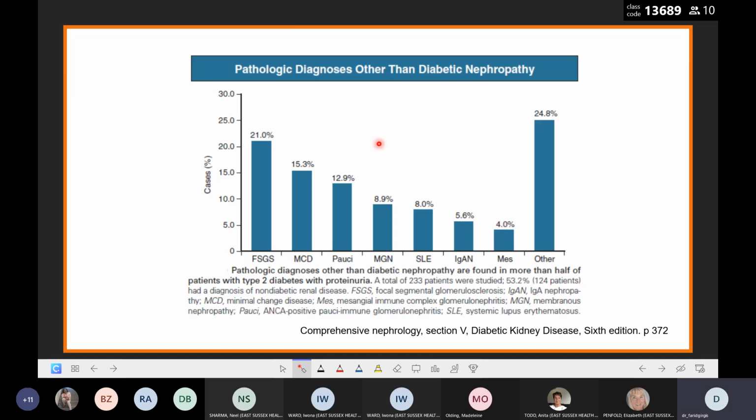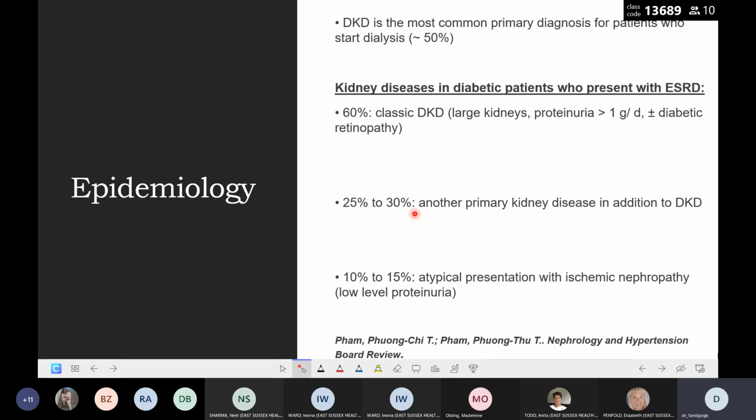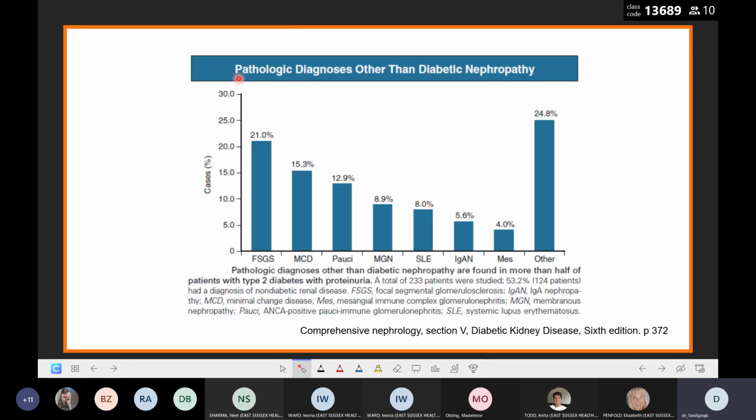If we look at this slide, it's very important because it expresses the possible pathologic diagnoses other than diabetic nephropathy found in more than half of patients with type 2 diabetes with proteinuria. So this is what I said, that we have about 25 to 30% of patients with diabetic kidney disease, but come with another primary kidney disease. So you'll find about 20% of this cohort presented with focal segmental glomerulosclerosis, 15% minimal change, post-immune vasculitis, mesangioglomerular nephropathy, SLE, systemic lupus, IgA nephropathy, and so on.